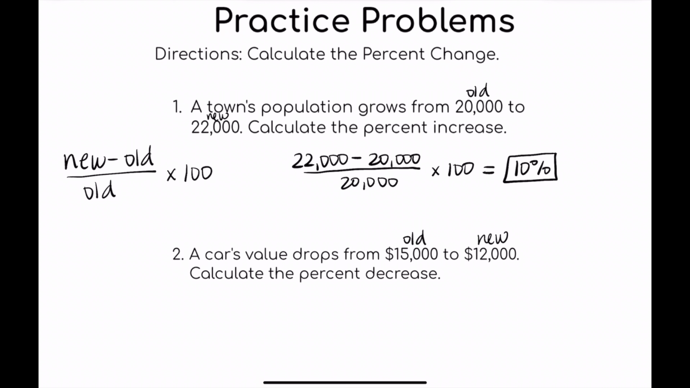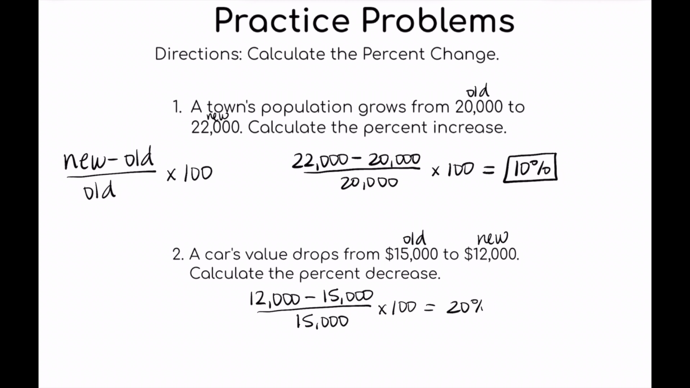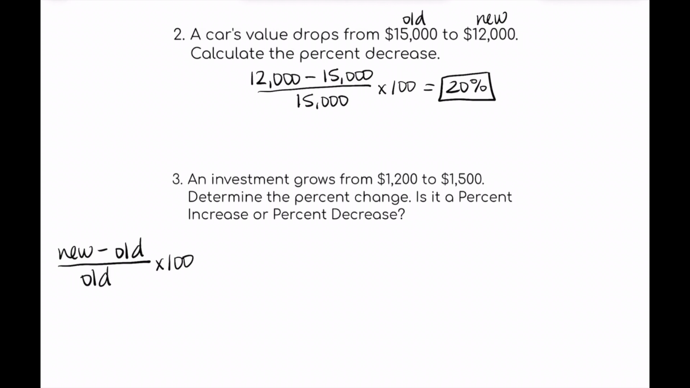Number 2 says a car's value drops from 15,000 to 12,000. Calculate the percent decrease. There are two hints here on why it's a percent decrease. First off, obviously it says it, but second, it says that the value is dropping. So this is going to be a percent decrease. We have our old value and our new value. We'll plug it into that percent change equation, and we end up getting 20%.